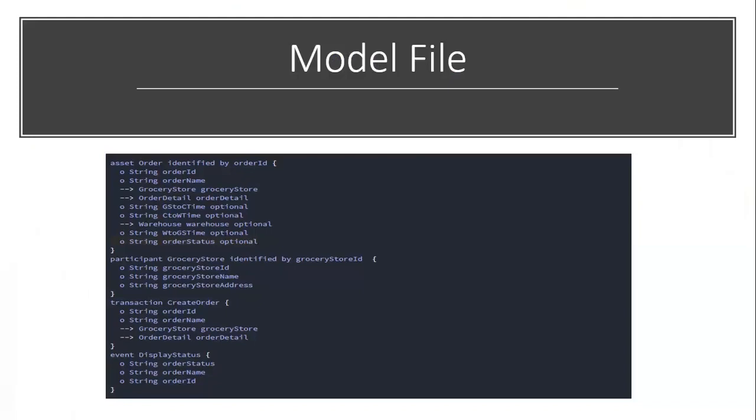As you can see on your screen, there is a model file. This model file consists of assets, participants, and transactions. In this skeleton, there is a model file which will contain the class definition of all assets, participants, and transactions in the business network. Now, the asset Order, along with the participant GroceryStore and the transaction named CreateOrder, are defined over here. Emitting events helps us to interact with any other existing system. It is basically a web server through which any system can connect.